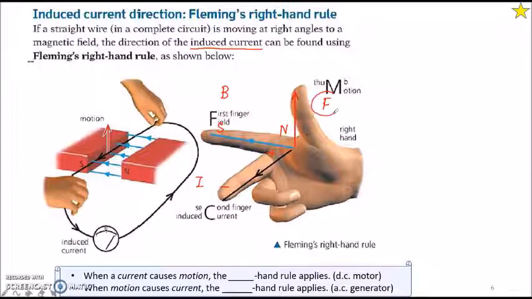Okay, so just remember FBI for these three fingers. When a current causes motion, the left-hand rule will be applied. When we have motion that causes current or voltage to be induced, then the right-hand rule is applied.